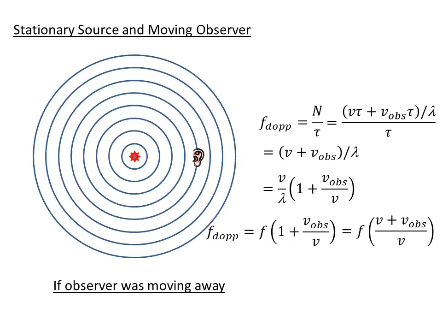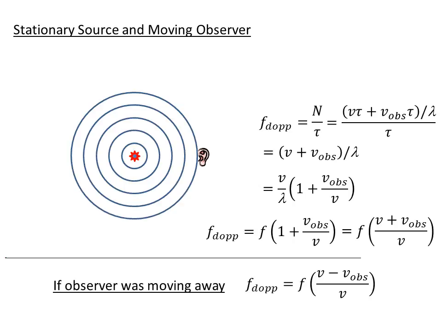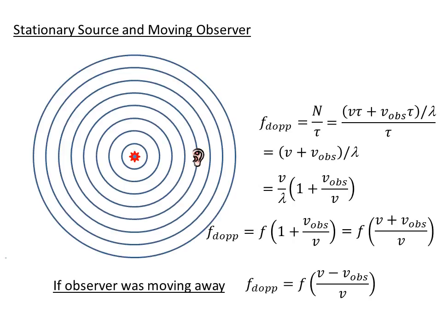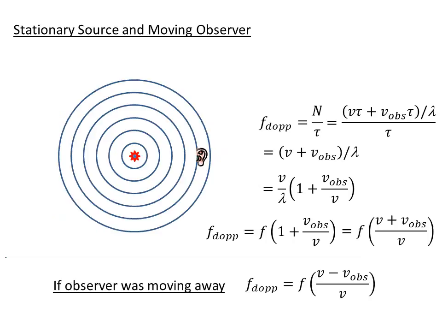If the observer was moving away instead, so the ear was moving in the other direction, then the Doppler frequency would be equal to the frequency of the sound times the velocity of the wave minus the observer's velocity divided by v. This is less than 1, so the frequency is lower.